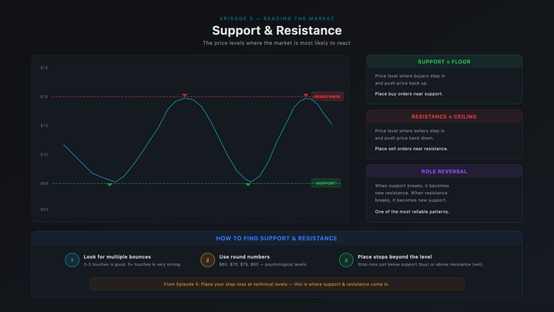How do you find these levels? Look for areas where price has bounced multiple times. The more times it bounces off a level, the stronger that level is. 2 or 3 touches is good. 5 or more is very strong. In episode 4, we talked about placing stop losses at technical levels. This is what we meant. You place your stop just below support if you're buying, or just above resistance if you're selling.